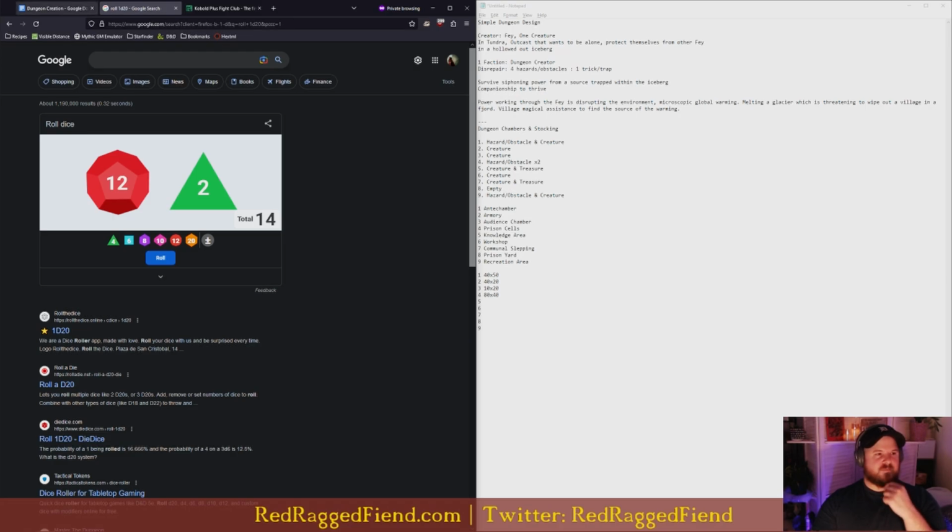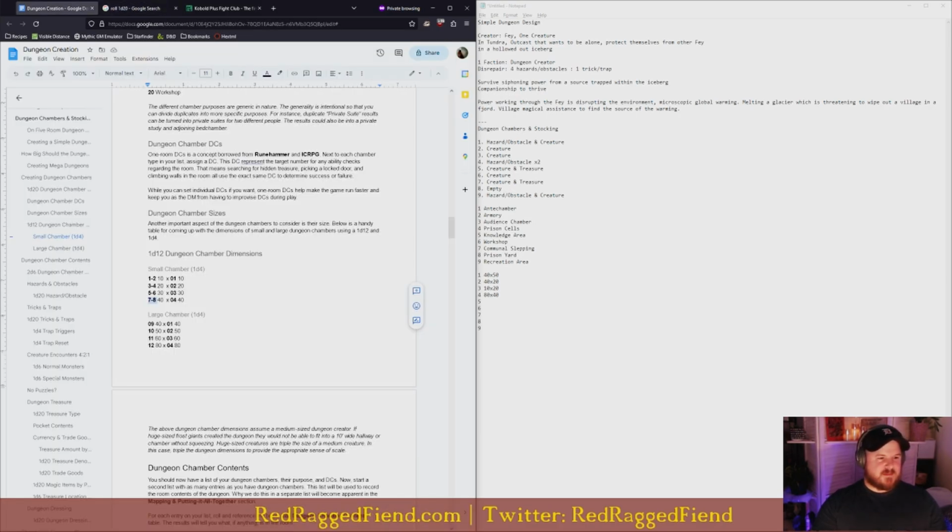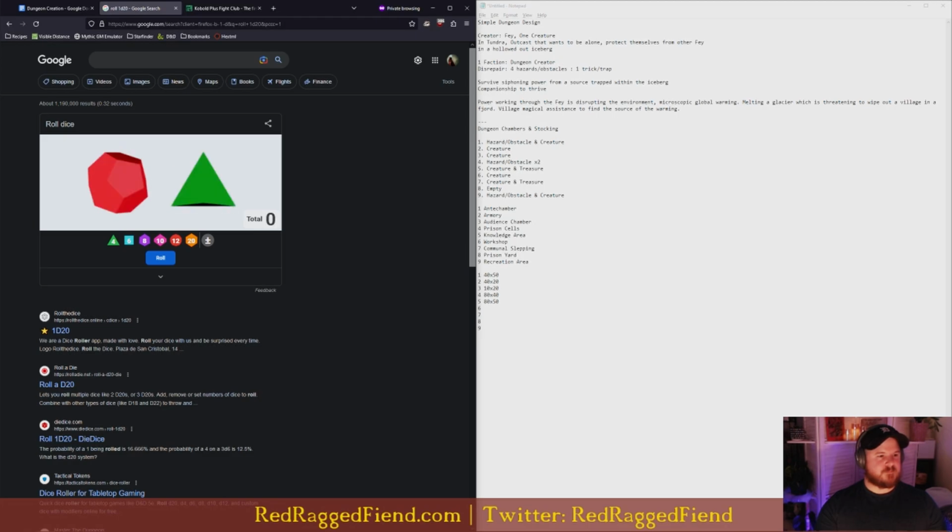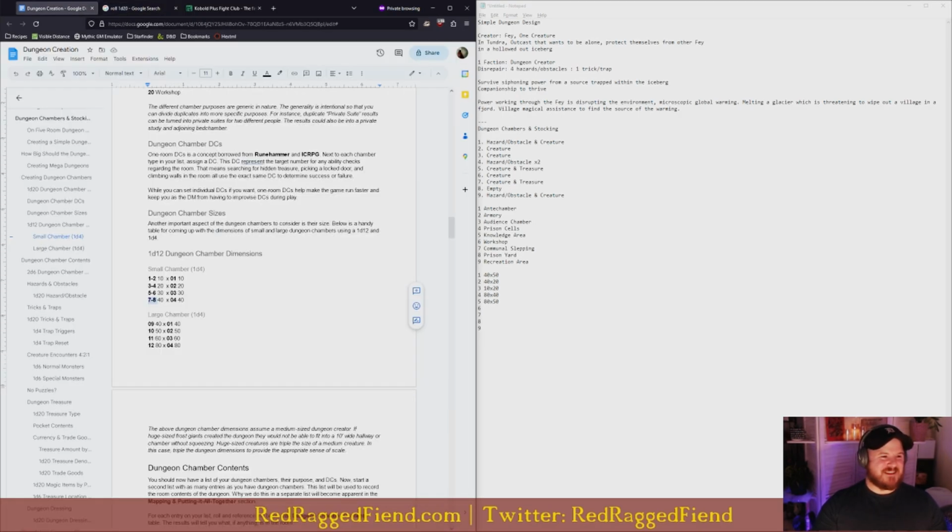And that's 80 by 50. So some pretty decent sized rooms. So they're not all going to be tiny. Actually, I'm rolling a lot of large rooms. That's what it looks like. 11 and 3. All right, so 60 by 60.